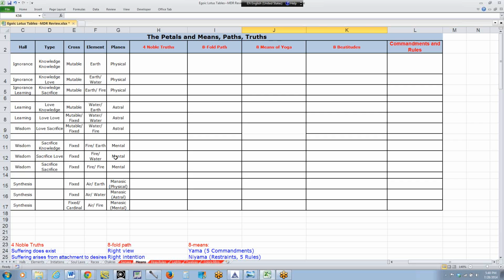We have talked about the halls, and I keep on having to make these corrections. Learning to wisdom, wisdom, synthesis. We've talked about the types of petals. We've talked about the crosses. We've talked about the elements. And we've talked about the planes.